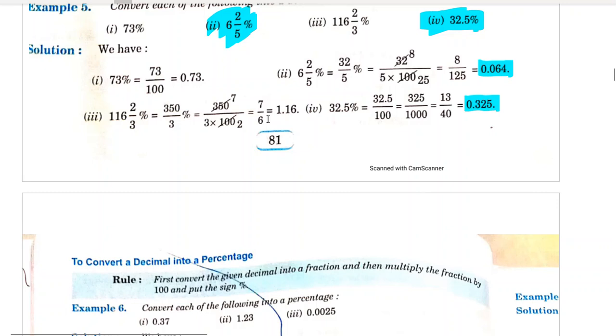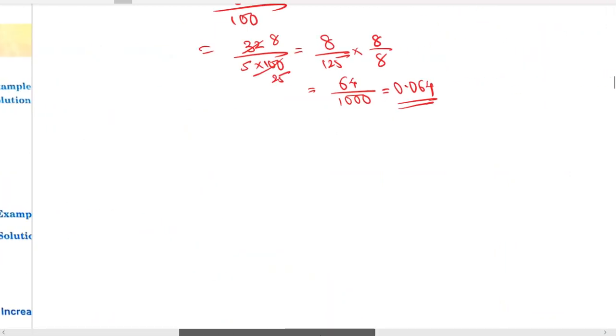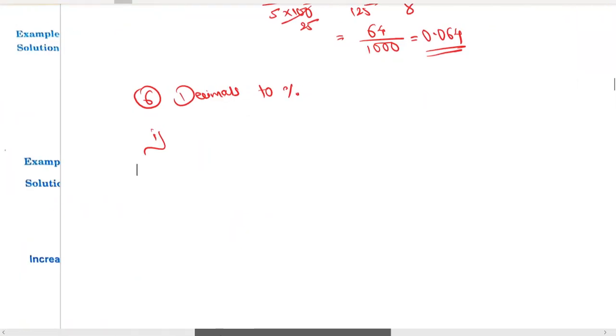Next skill, that is skill number 6. Decimals to percentage. Let's see. So we have got 1.23 and 0.0025. Decimal to percentage. Skill number 6. Okay, so how to convert decimals to percentage? Let's take an example. What was the first example? 1.23.